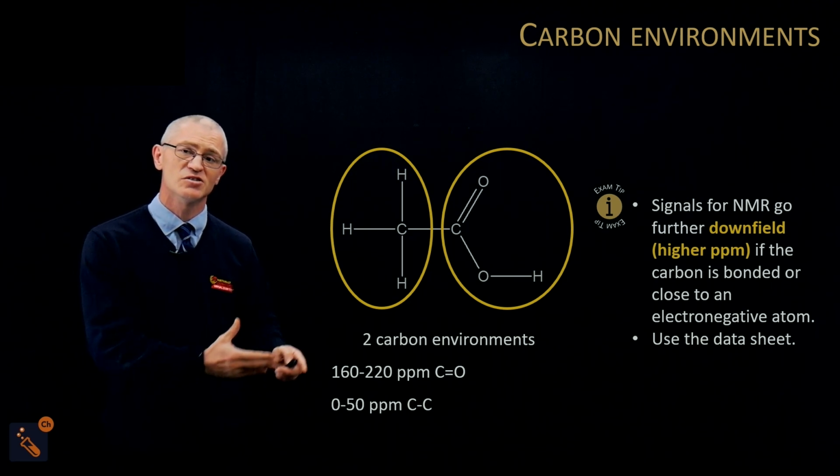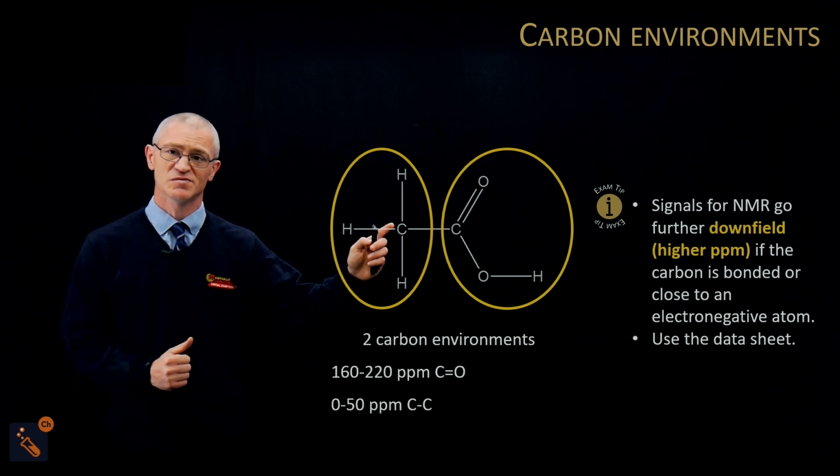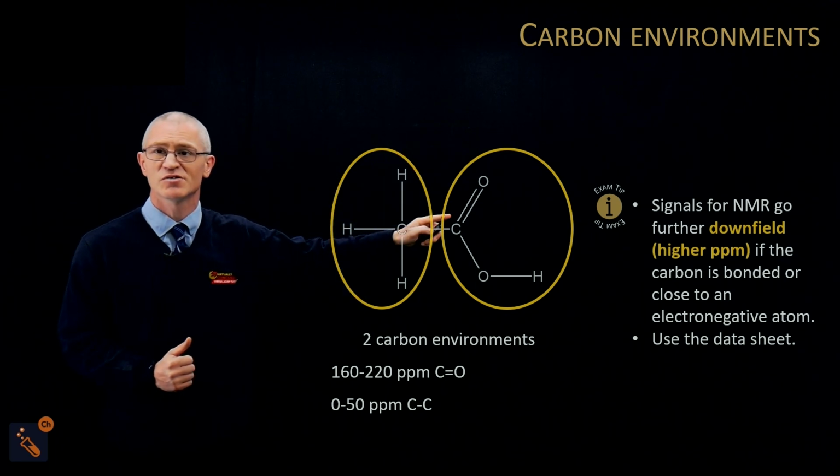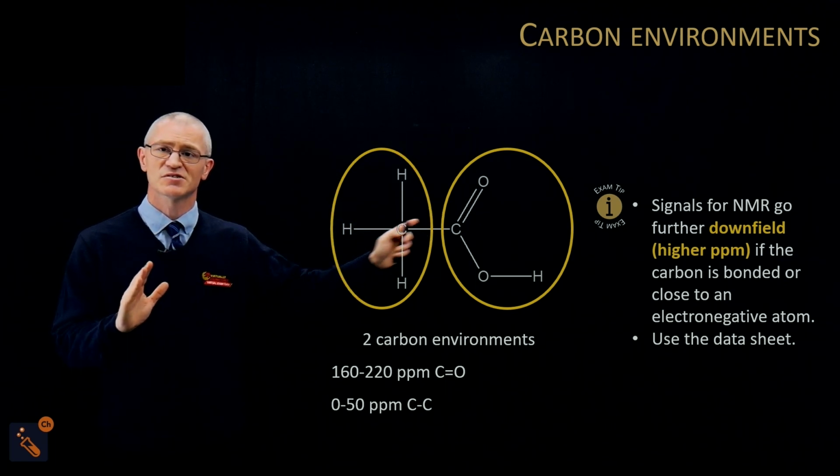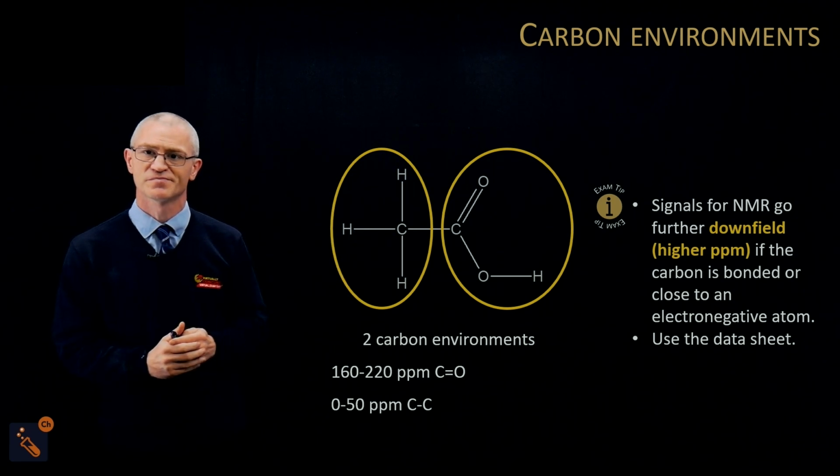On that spectrum, you should see 2 carbon environments because you've got 2 different carbons. There's no symmetry down the molecule. There's just 2 different types of carbon with different atoms all around them.